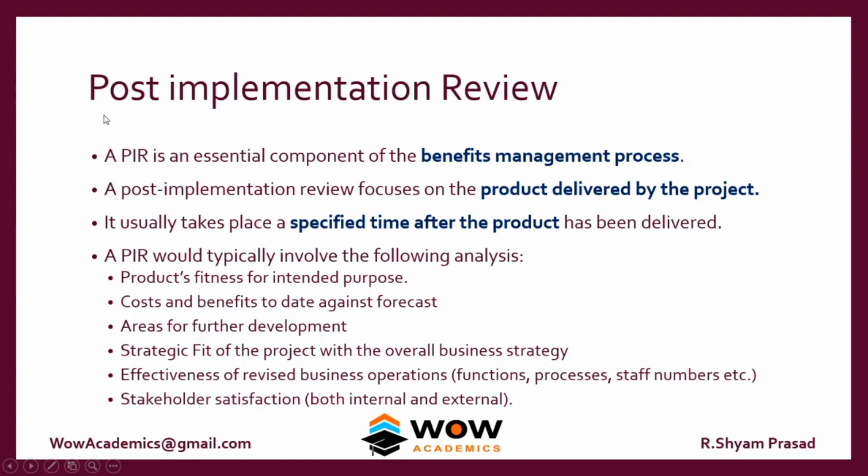So after 6 months, they try to find out whether the benefits which they thought would occur have occurred or not. A PIR would typically involve the following analysis: the product's fitness for intended purpose, is the railway network working properly; cost and benefits to date against forecast, what was the operational cost of running a train and what is the benefit that they thought they would get, and have they got it; any areas for further development; strategic fit; effectiveness of revised business operations; and stakeholder satisfaction.